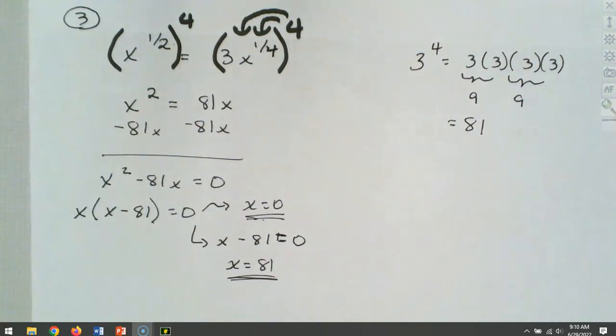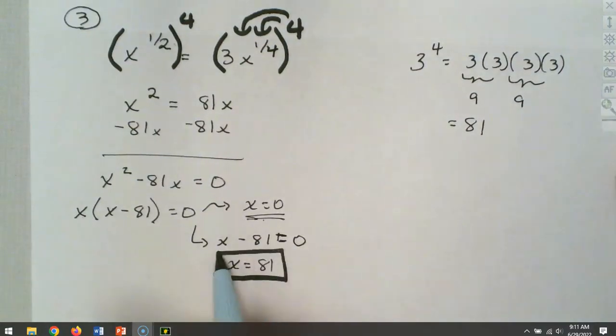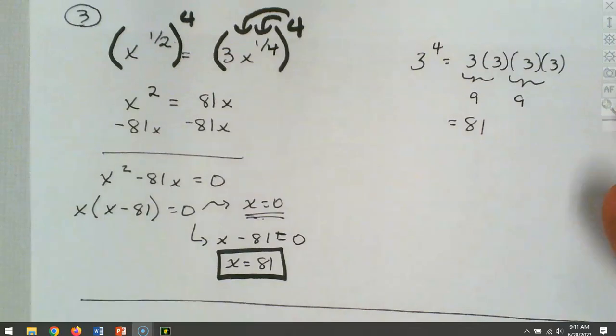Now the good thing about this one is we don't have to check it. The only ones that we have to check are questions that involve either a square root, where we have to actually plug it all the way through, or one that has a fraction, because we don't want division by 0.